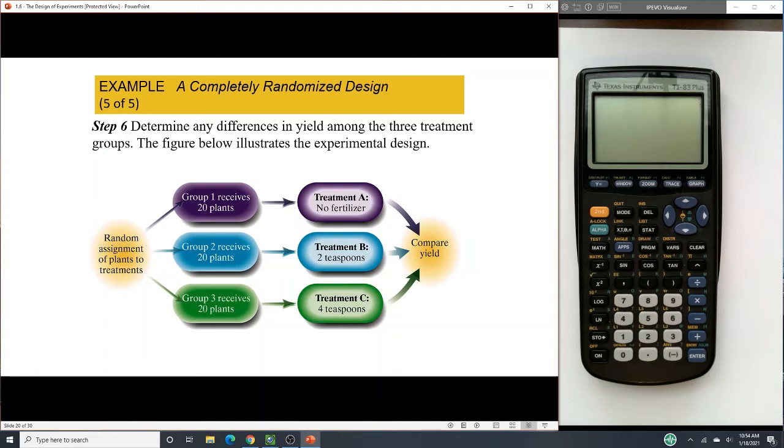Okay, so again, for a random assignment, we have group 1, we get 20 plants, group 2, 20 plants, group 3, 20 plants, and they all get their individual treatments. Then we compare the yield and make any inferences.